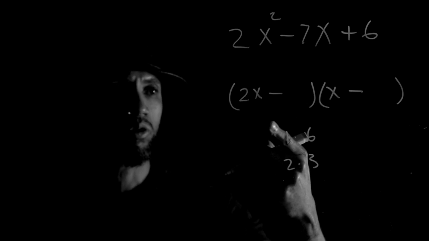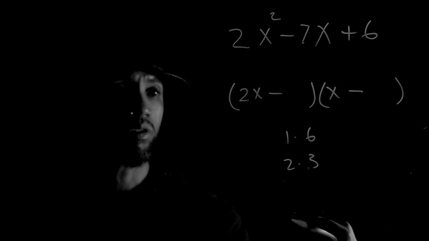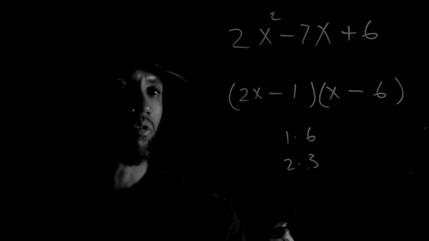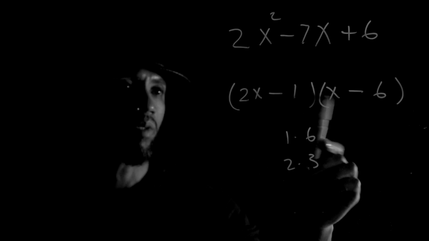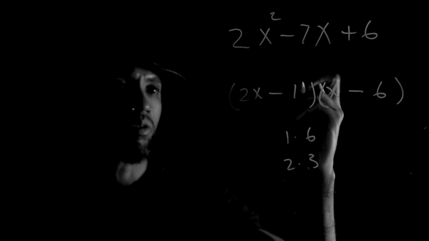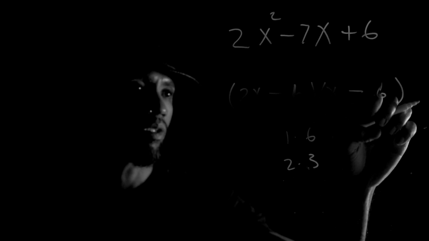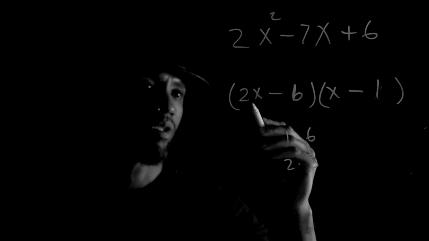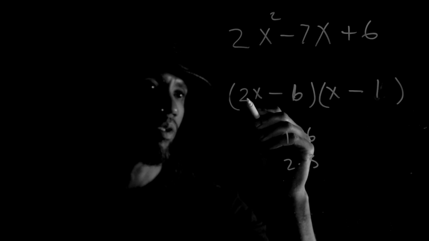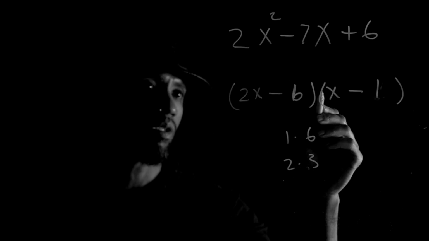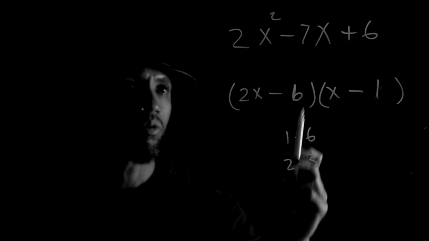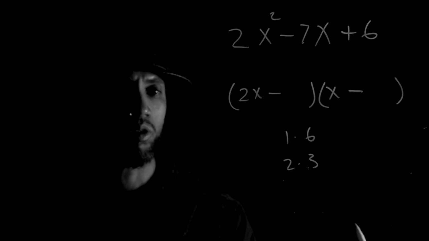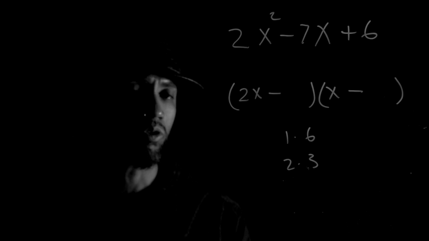The question is, where do they go? Let's try 1 and 6 this way. 2x squared, then a negative 12x minus an x. Denied. Okay, try 6 and 1 then. We have 2x squared, negative 2x, negative 6x, which does not equal negative 7x. Denied. Fine, so now we're down to 3 and 2, or 2 and 3.